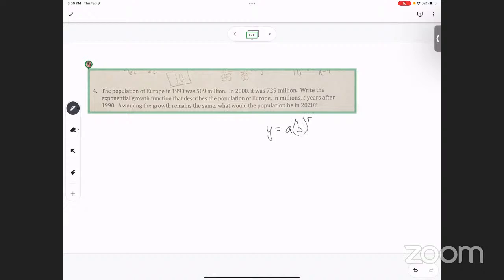Yeah. Maybe not with the parentheses around the B, but I do that just so you can see that that R is only going over the B, not also the A. So it says, right, the exponential growth function that describes the population T years after 1990. So 1990 is going to be my initial. So this A is going to be 509. That's always your initial. Okay. Now we don't know B yet. Actually, I'm going to write X here, not R. I think your textbook uses X.